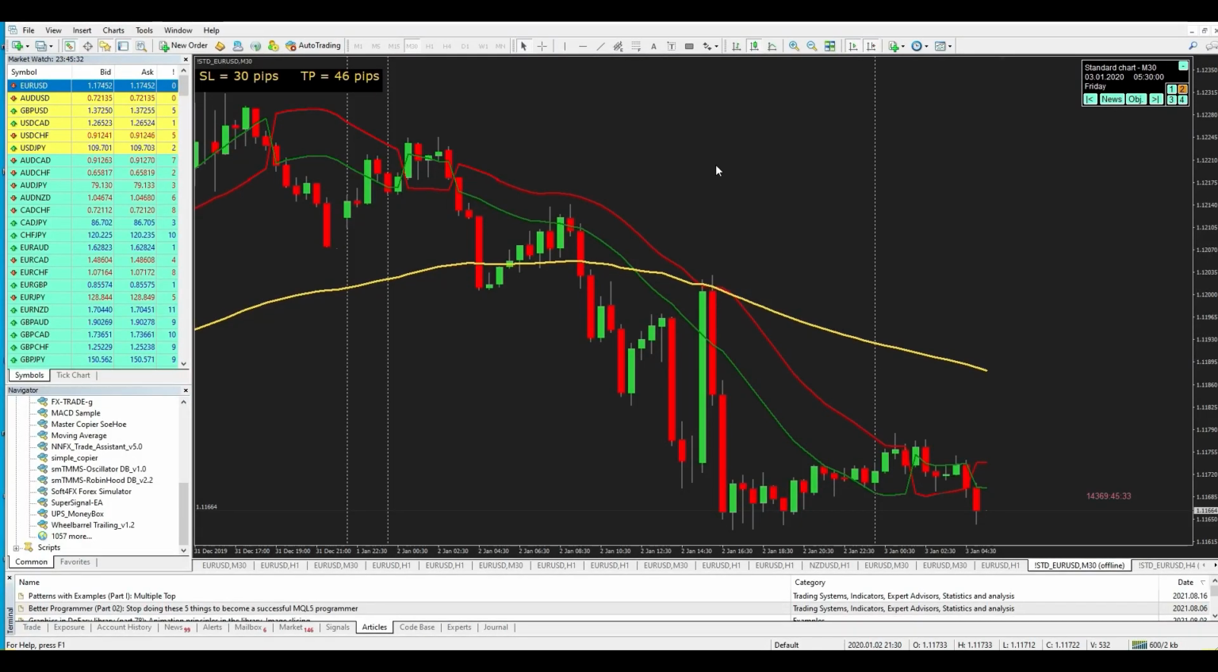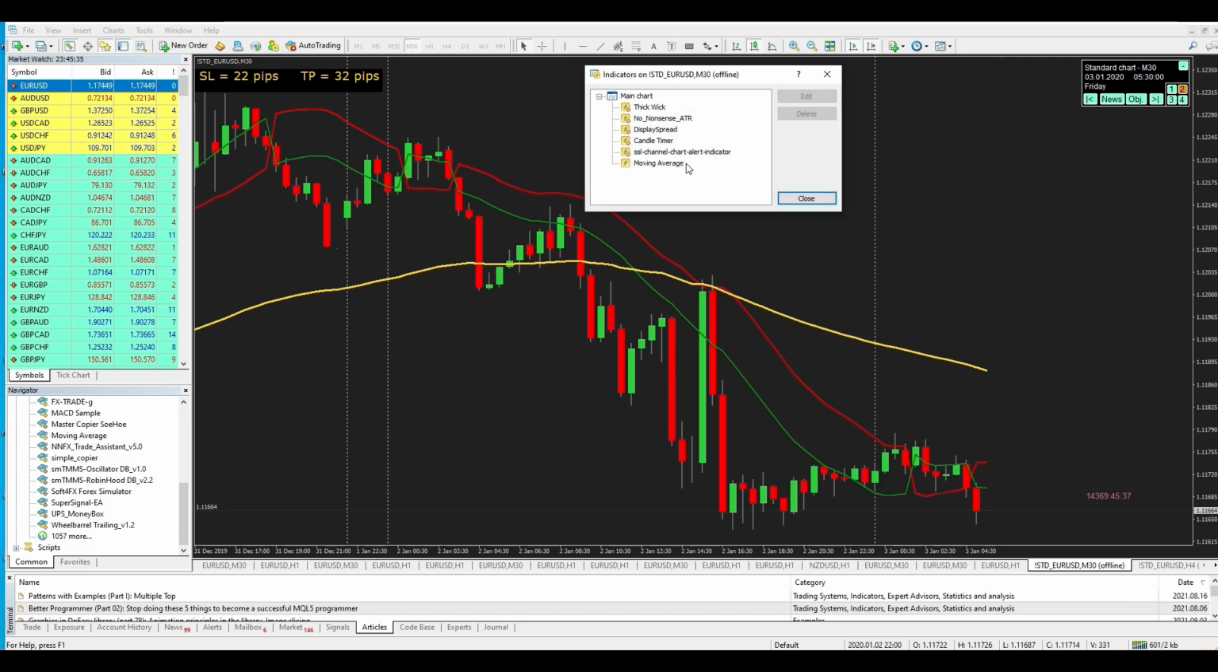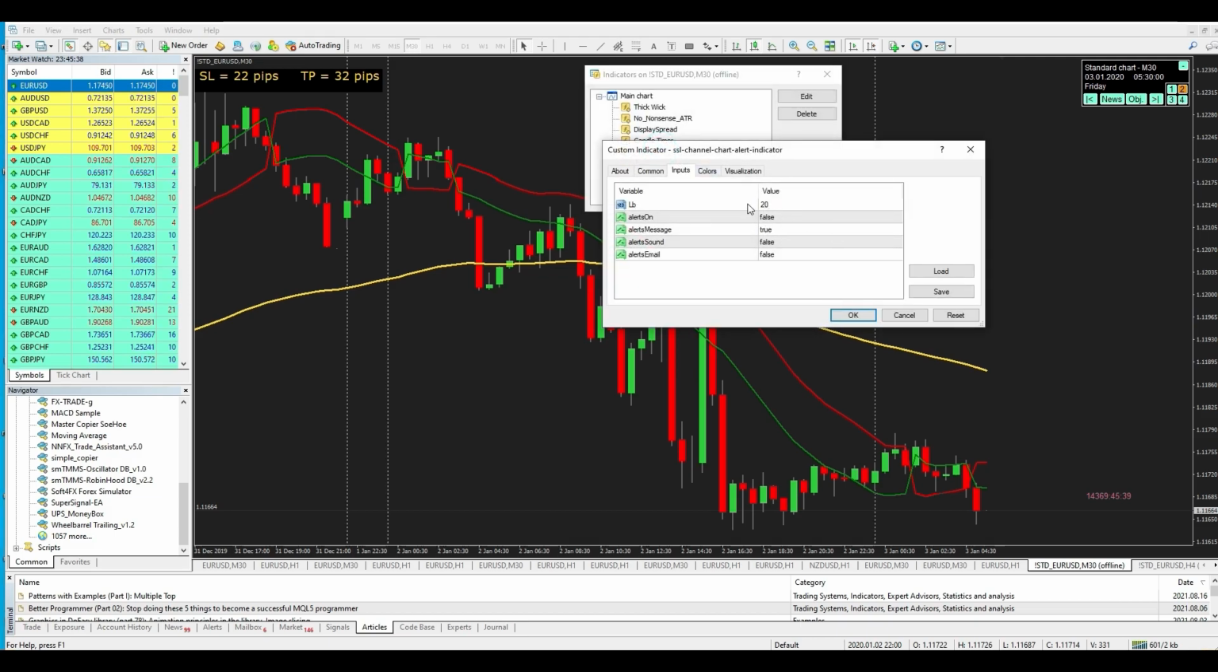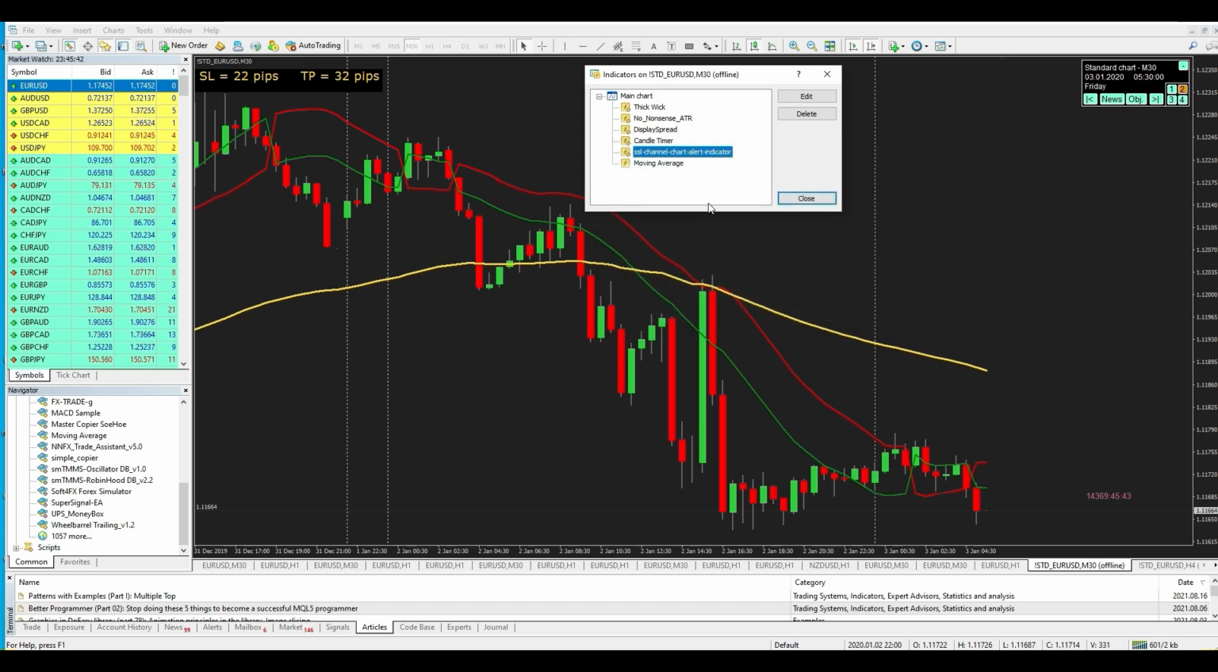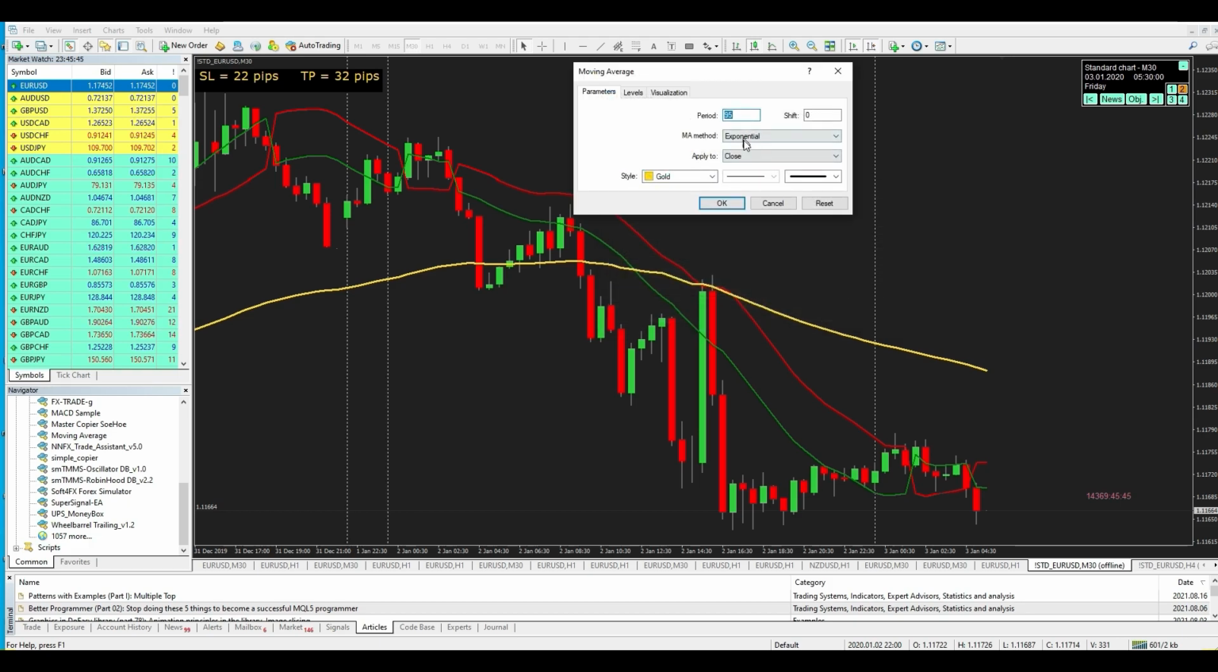SSL Strategy with 95 EMA. And first, you need the SSL Channel indicator, so the setting is 20. And then you need the 95 exponential moving average. Okay, 95 exponential moving average.